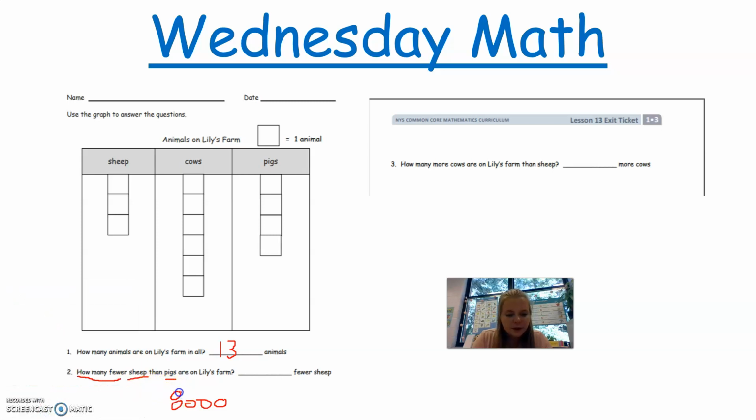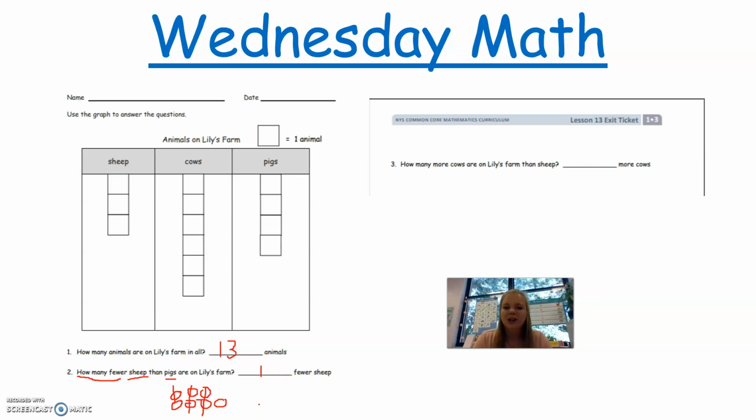Let's redo our 3 sheep. Alright, so we have our 3 sheep, we have our 4 pigs. What am I going to do next? Cross out the pairs. How many do I have left over? 1. So there's 1 fewer sheep than pig.